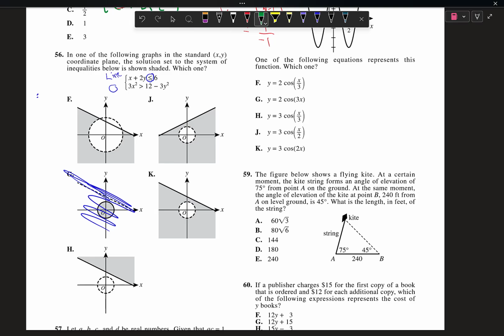So the next step is I'm going to graph the line. So I think that's going to rule out a couple of these. So let's solve it for y. So I'm going to move the x to the right-hand side, and then I'm going to divide everything by a +2. So it's going to be y is less than or equal to -1/2 x plus 3. So that means we are shading less than in this problem, which means we're going to be shading under the line. So that rules out H.